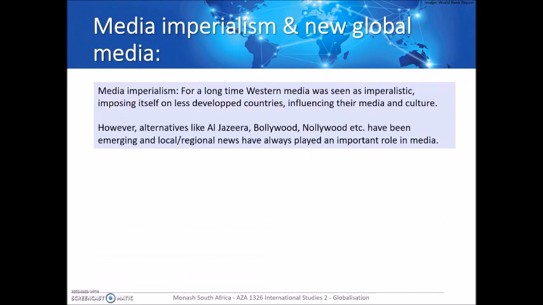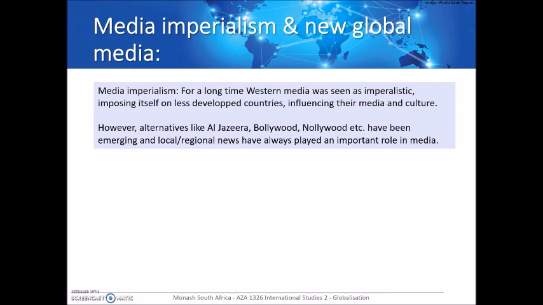This just quickly now, looking at new global media, or maybe first at media imperialism, or what was considered mass media, and then at the new global media that have emerged. For a long time, Western media has sort of dominated the media scene, right? So it has been seen as imperialistic, as imposing itself on less developed countries, on less developed economies, and influencing the media and the culture of all of those countries.